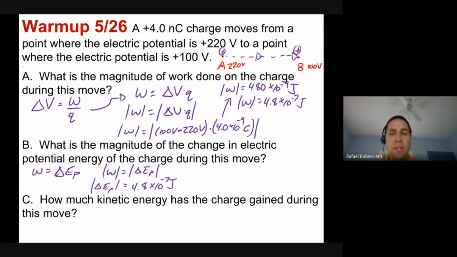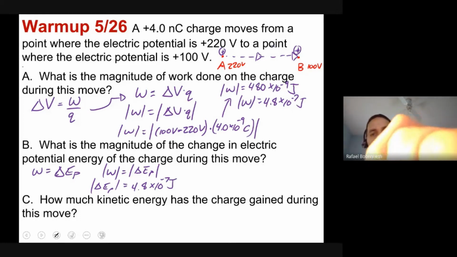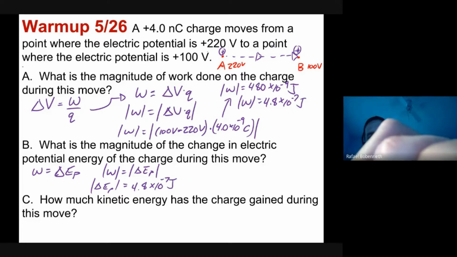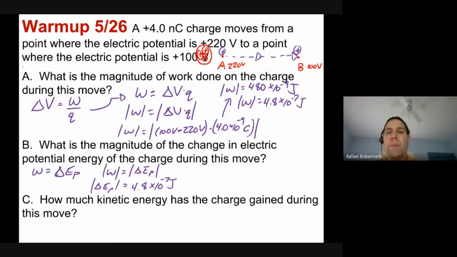Part C asks, how much kinetic energy has the charge gained during its move? Let's go back to our picture. I just want to make this point. If point A has a potential of 220 volts and point B has a potential of 100 volts, then most likely there is some sort of source charge. I'm just going to draw it over here. There's some source charge that's causing the potential at A to be higher than the potential at B. You can almost think of this source charge as a mountaintop, and as you get further away from it, you go down the mountain, so to speak.